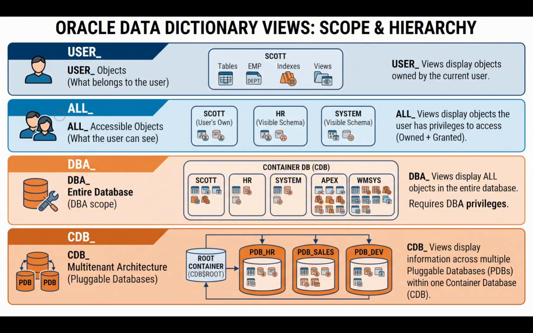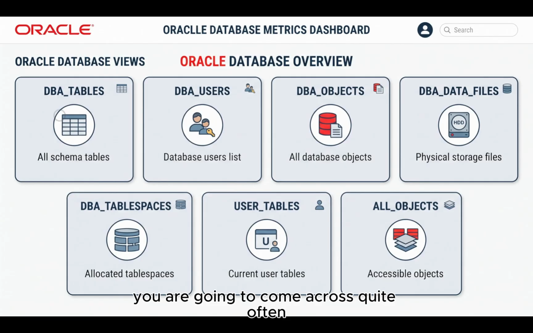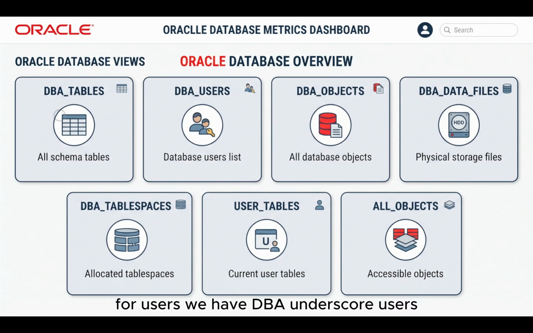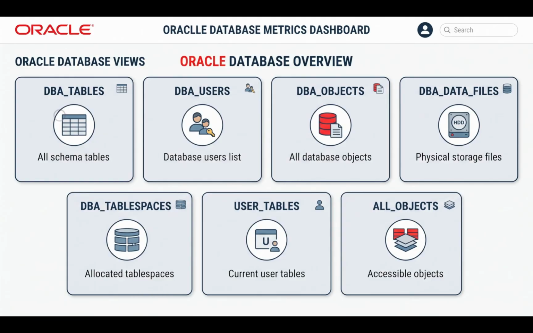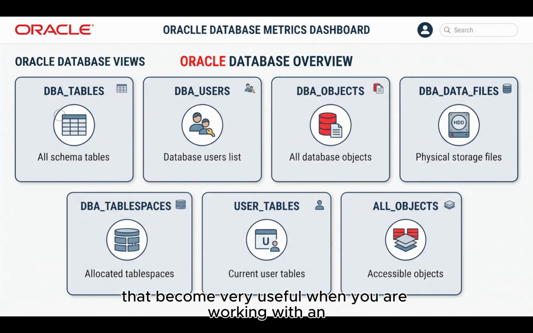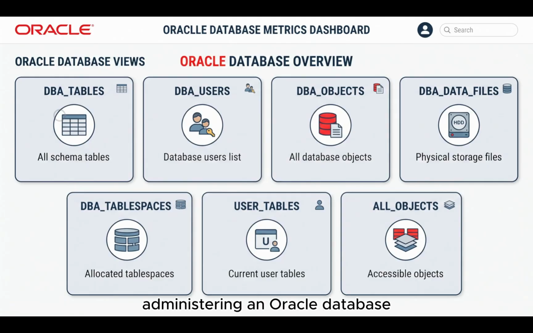Now let's look at some data dictionary views you are going to come across quite often. For tables, we have DBA_TABLES. For users, we have DBA_USERS. For database objects, we have DBA_OBJECTS. If you are interested in data files, we have DBA_DATA_FILES. For tablespace information, we have DBA_TABLESPACES. And we also have views like USER_TABLES and ALL_OBJECTS. These are some of the views that become very useful when you are working with and administering an Oracle database.